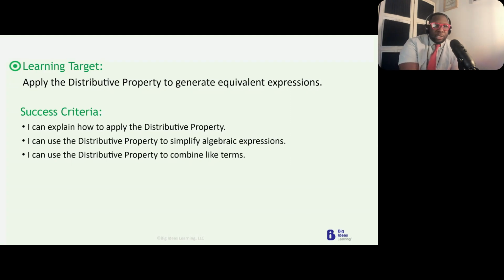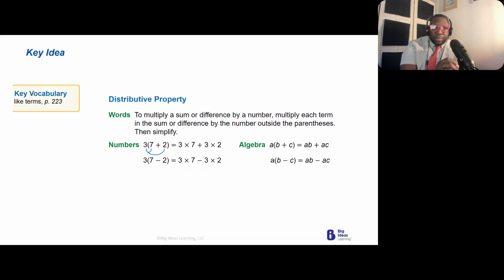So, key things to remember. The words to multiply a sum or difference by a number, multiplying each term in the sum or difference by the number outside the parentheses. That's what the distributive property is. So when we look at these examples here, 3 parentheses 7 plus 2 means that we're multiplying the 3 times both the 7 and the 2. So 3 times 7 plus 3 times 2. If it's subtraction, the same applies. 3 times 7 and then minus 3 times 2. Right? So keeping that in mind, let's take a look.